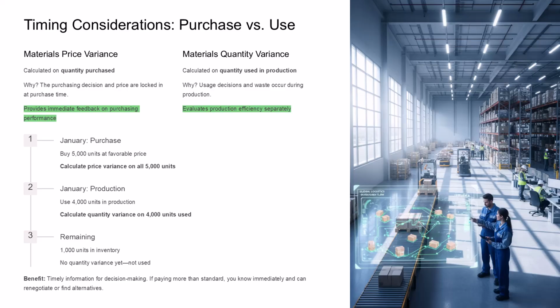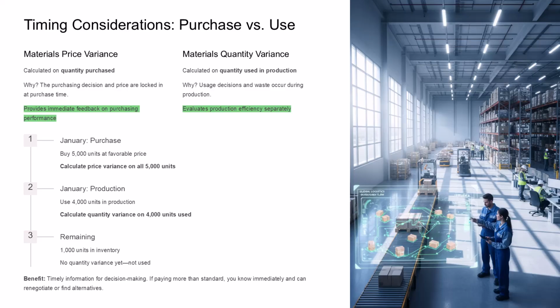This timing difference is deliberate and important. Imagine a company buys 5,000 units of raw material in January at a favorable price, but only uses 4,000 units in January's production. The remaining 1,000 units sit in inventory. You calculate the price variance on all 5,000 units purchased, because the purchasing manager's performance is evaluated on the entire purchase. But you only calculate the quantity variance on the 4,000 units used in production because the production manager's performance is evaluated on actual production.